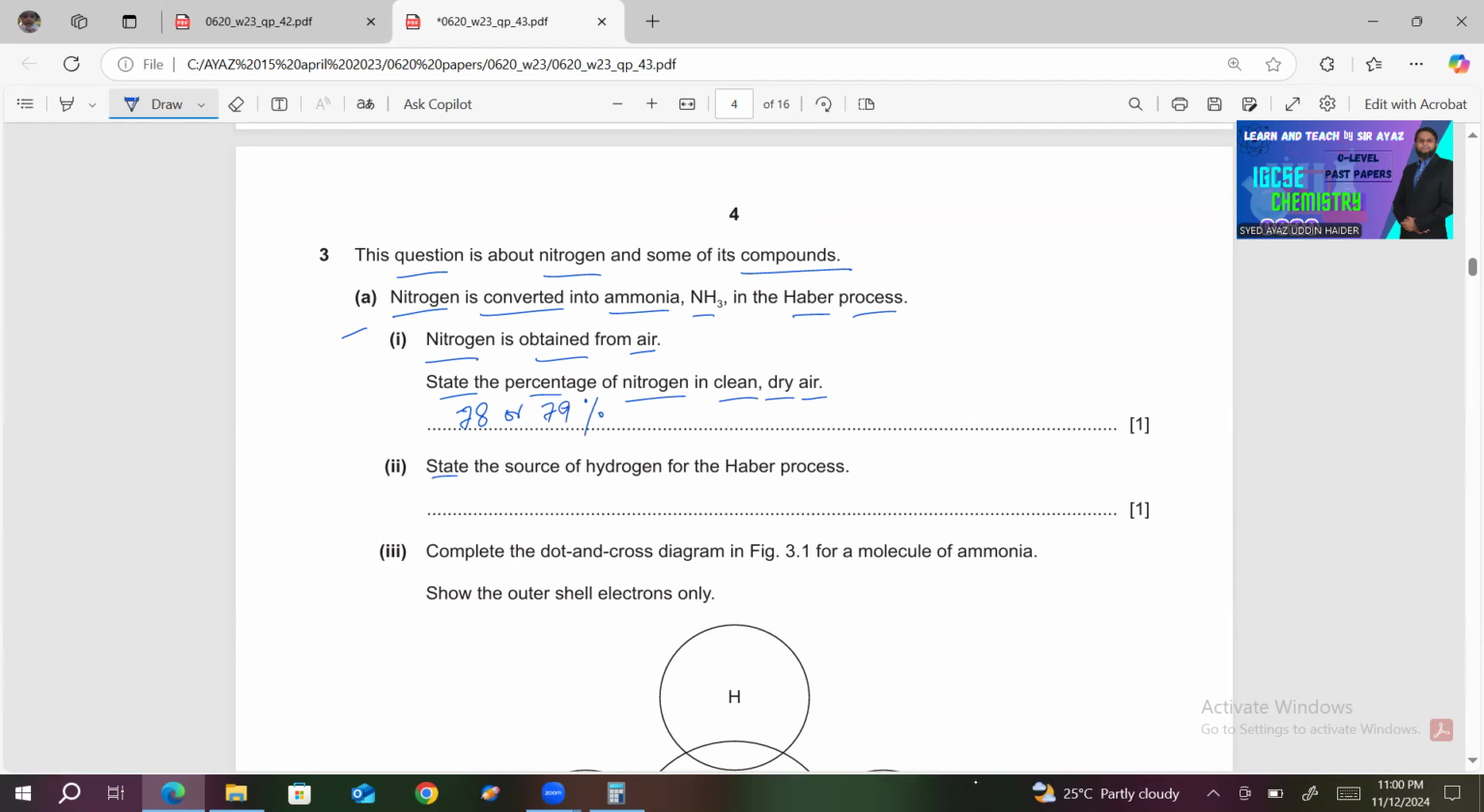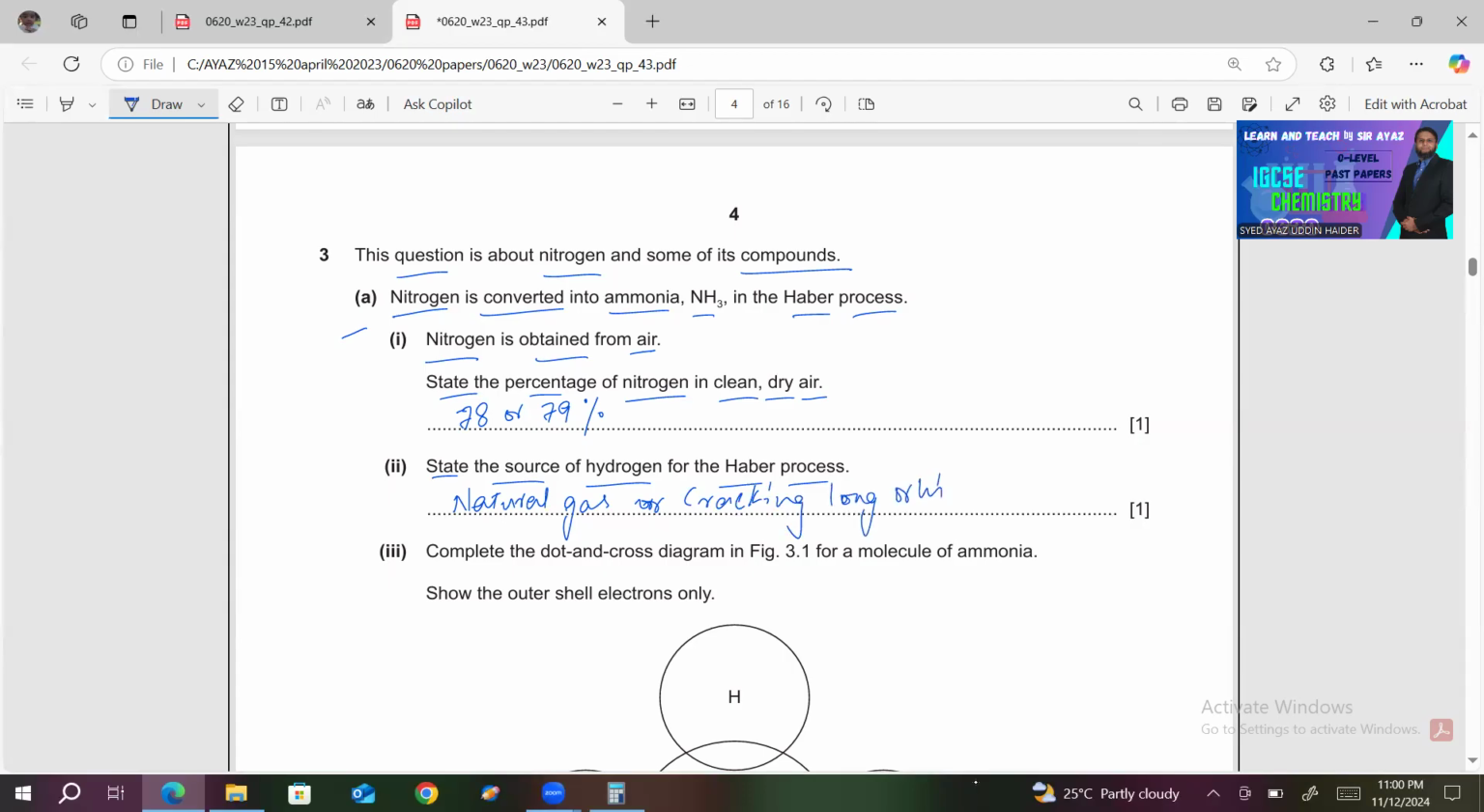Number 2, state the source of hydrogen for the Haber process. Now, hydrogen can be obtained from natural gas. And if you recall the old syllabus, according to the old syllabus, you can also get it through cracking of higher alkanes or long chain alkanes.